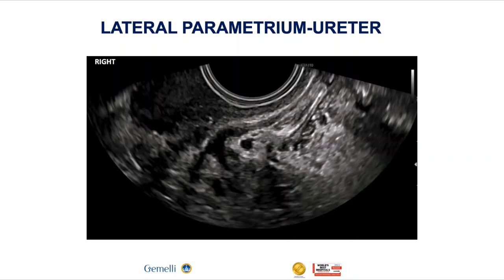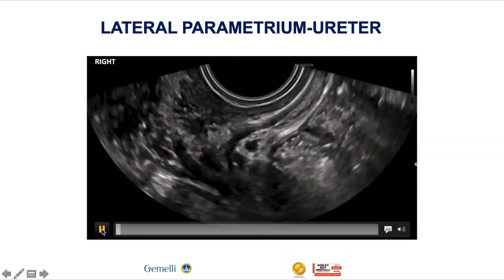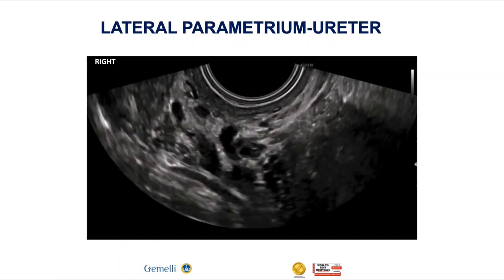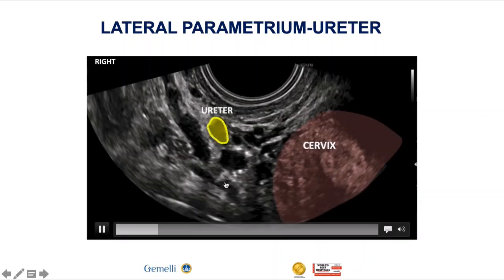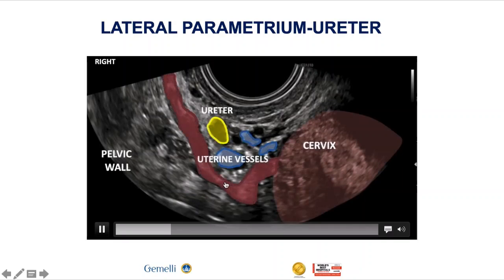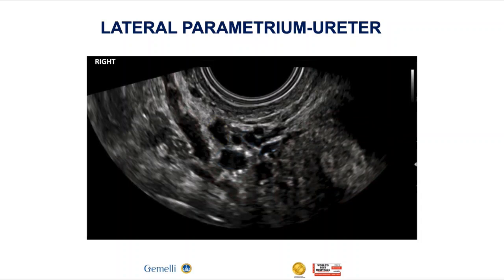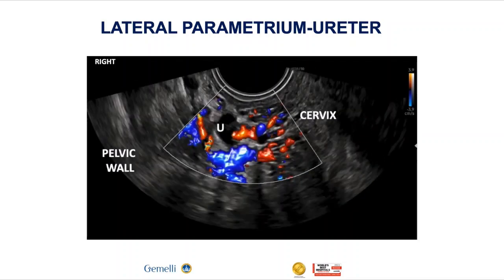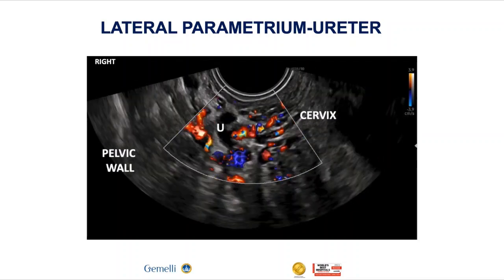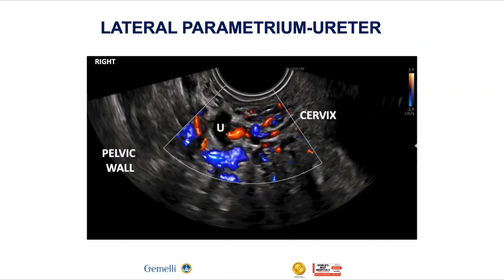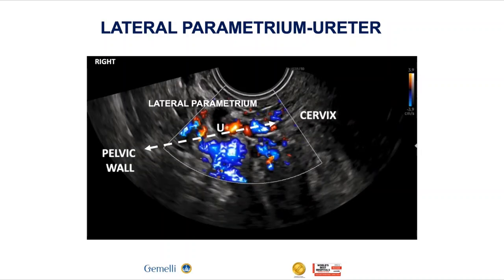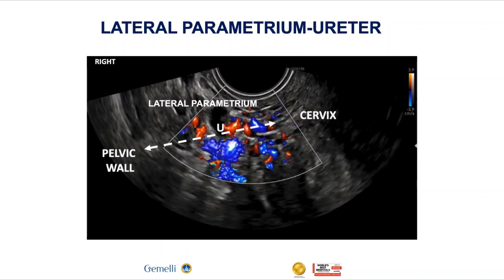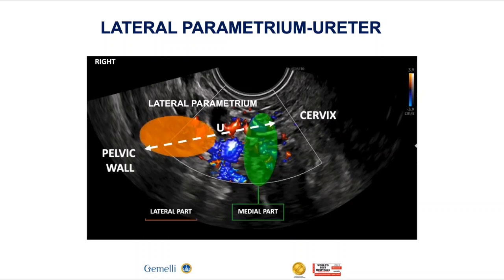In this video, this is a transversal section. We can identify the cervix here, ureter, uterine vessels, and pelvic wall. And the cervix with the ureter in the middle corresponds to the lateral parametrium. We can assess the medial and the lateral part of the parametrium.